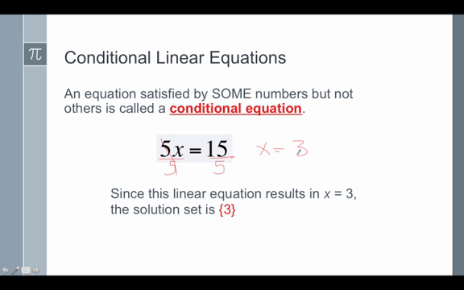Let me say it one slightly different way. If I were to plug in 3, the statement is true. I would get 5 times 3, which is 15, equals 15. Yep, that works. But it is not satisfied by every number. For example, if I plug in 2, then 10 does not equal 15. So again, it's conditional on x being 3.